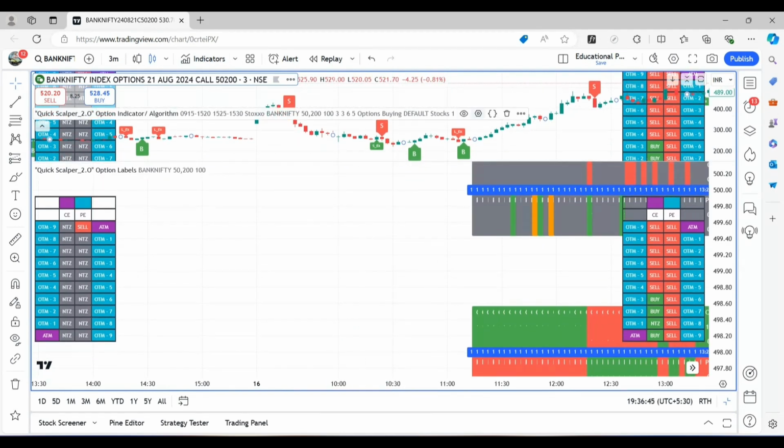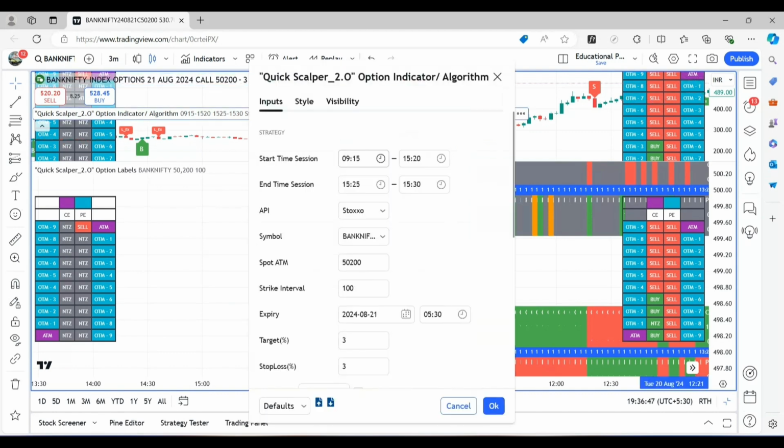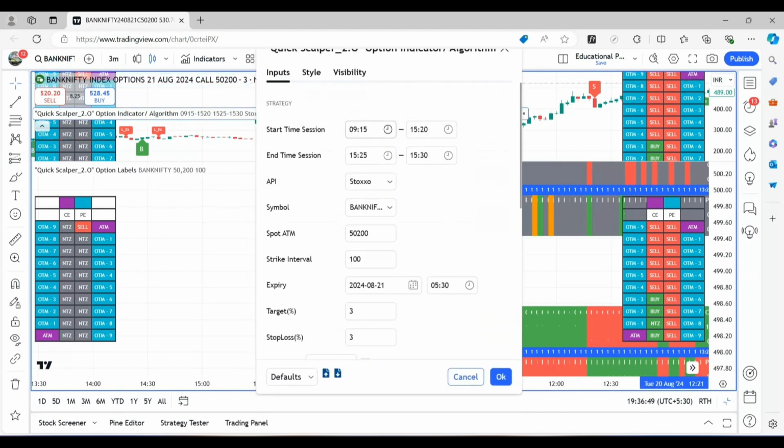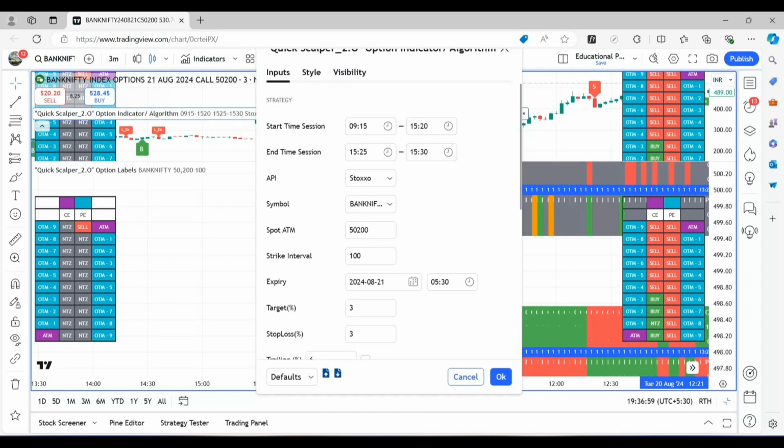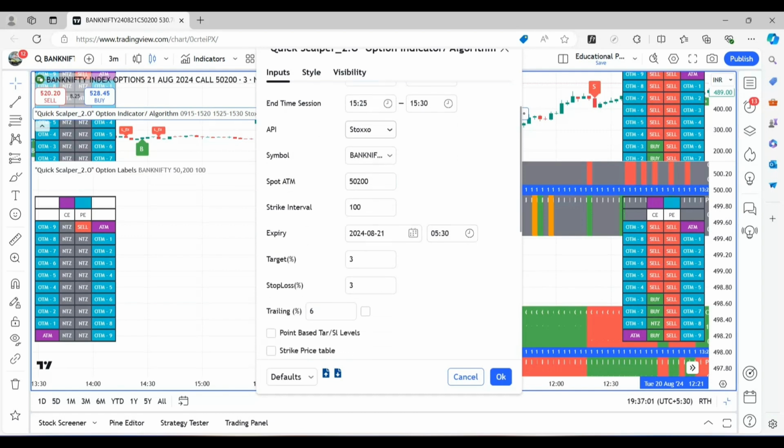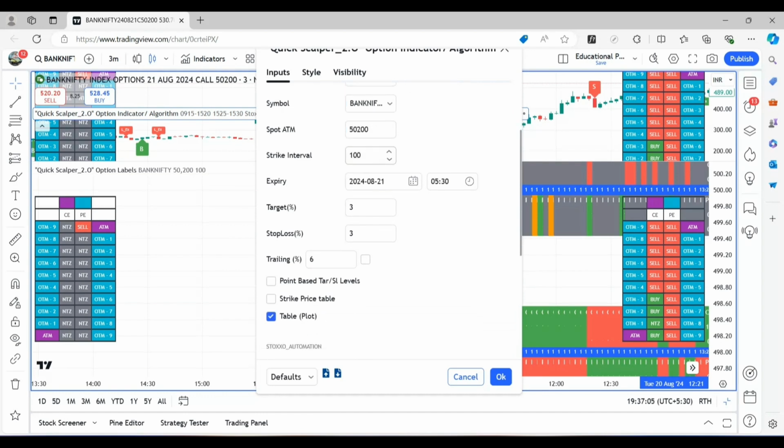As a basic, I will be explaining it to you. If you go to the settings of this top indicator, in the inputs you will have the timings first of all. As a basic, the default is 9:15 to 3:20, and you can also choose the API bridge for automation in the future, if you want.